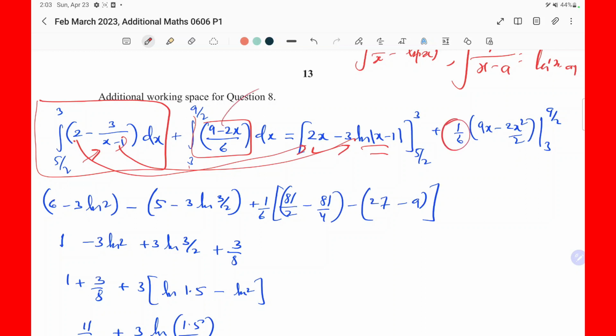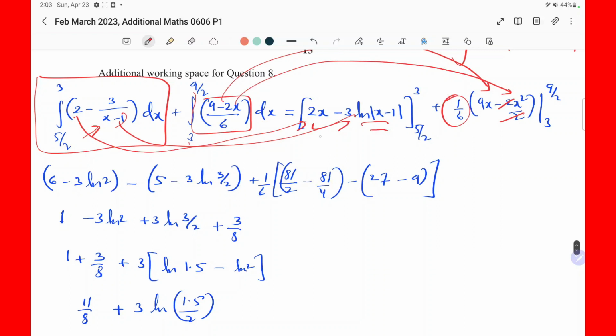The integration of 9 is 9x, and the integration of minus 2x is minus 2x squared over 2, to cancel. So finally what I have is 2x minus 3 ln (x minus 1). Just put the upper limit 3 over here. So 2 times 3 minus 3 ln (3 minus 1), which is 2, which is the upper limit, minus, just put the lower limit, which is 5 over 2. Just put over here 2 times 5 over 2, which is here this. Now plus 1 over 6 here. Now put the upper limit, which is 9 over 2, in this. So 9 times 9 over 2, which is 81 over 2.